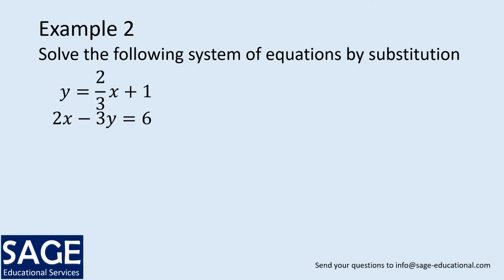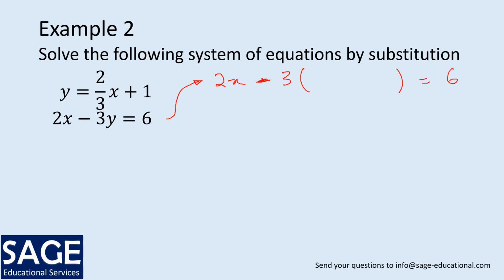So here's our example number 2. First equation is y is equal to 2 over 3 x plus 1. Second equation is 2x minus 3y. So what I'm going to do is I'm going to start writing my second equation, and instead of writing y, I'm going to actually substitute what y is equal to in that equation.